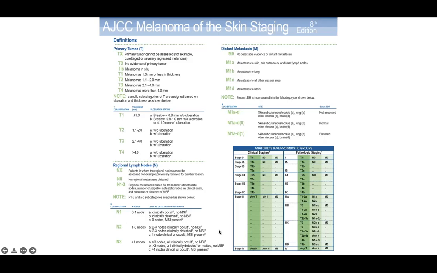It can be a little tricky to do this based on just the slides alone, and sometimes you'll have to get clinical information as well. So 0 to 1 node involvement will be clinically occult detection. b will be clinically detected, and c will be no nodes involved. However, there was some detection of MSI.